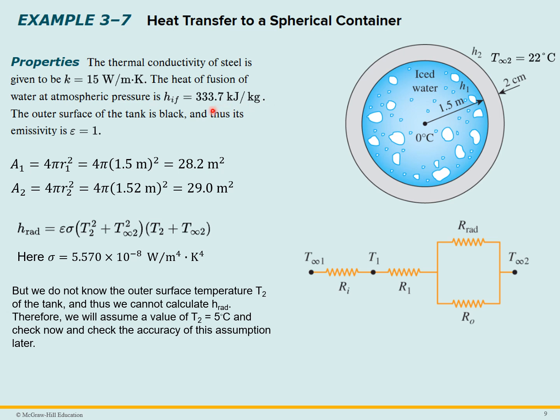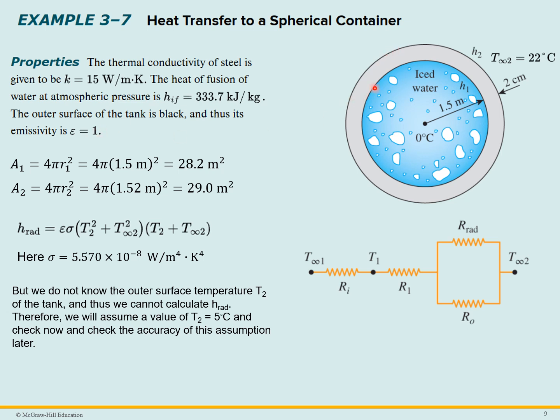So to work the problem, let's take a look at the properties that we're given. We're told the thermal conductivity of steel. We're given that value. We can look up the heat of fusion of water, which is given by this value. We're going to need this value to calculate how much of the ice is going to melt in a 24-hour period. Since the outer surface of the tank is black, the emissivity is 1.